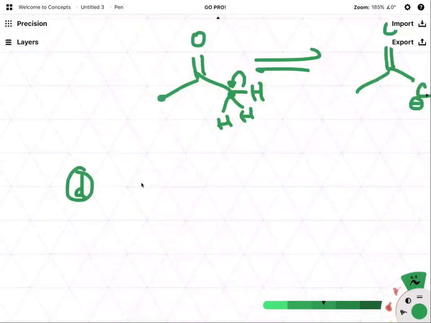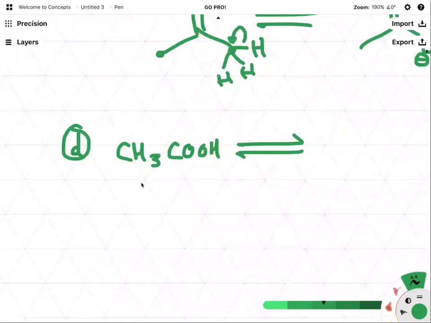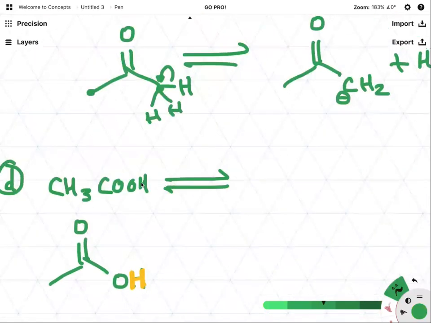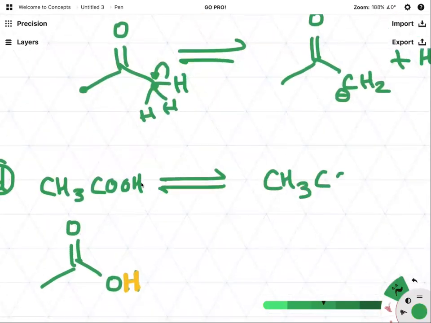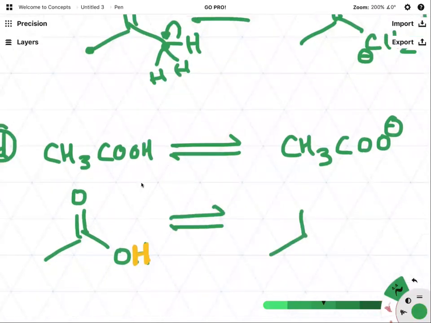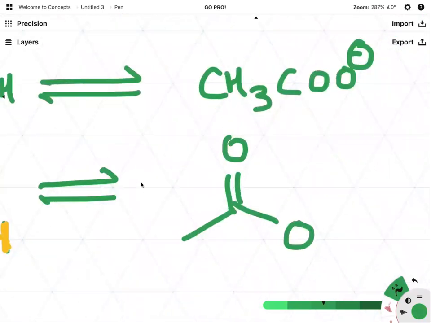And the last answer choice we have is CH3COOH. So you guys are pros at this point. You probably know that that looks like that. CH3COOH. So it's going to be this hydrogen that's going to be leaving. And we're going to be left with CH3COO, negative on the O. So it looks like that.